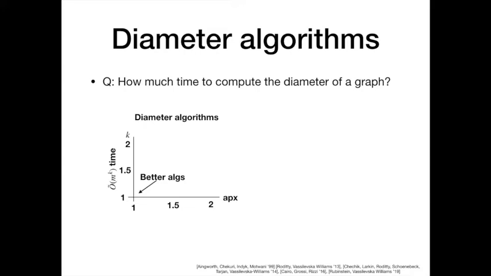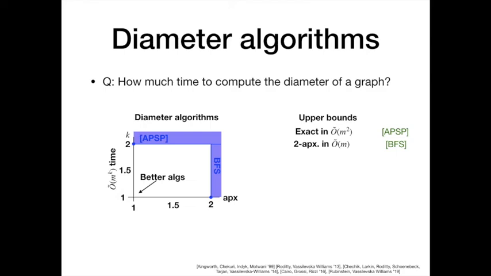Okay, but before we talk about that, let's keep talking about algorithms. I'll put everything on this plot, which you'll see again. On the horizontal axis, we have the approximation ratio. On the vertical axis, we have the runtime exponent. We want faster algorithms and smaller approximation ratios, so better algorithms are down and to the left. We saw there's an exact algorithm in quadratic time and a 2 approximation in near linear time. There is also a 1.5 approximation in m to the 1.5 time.